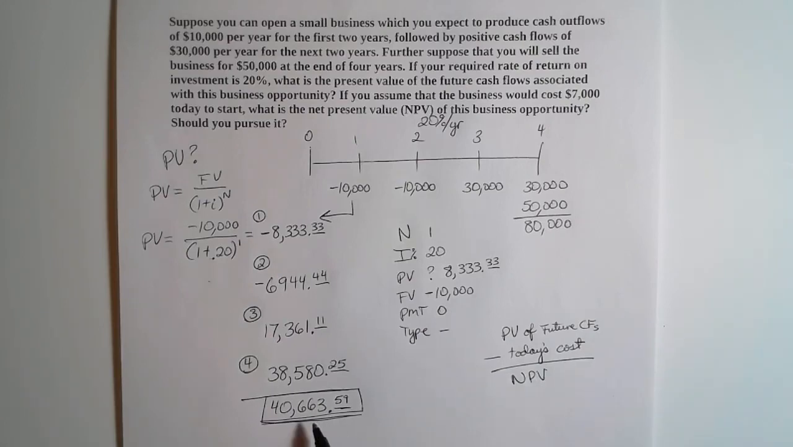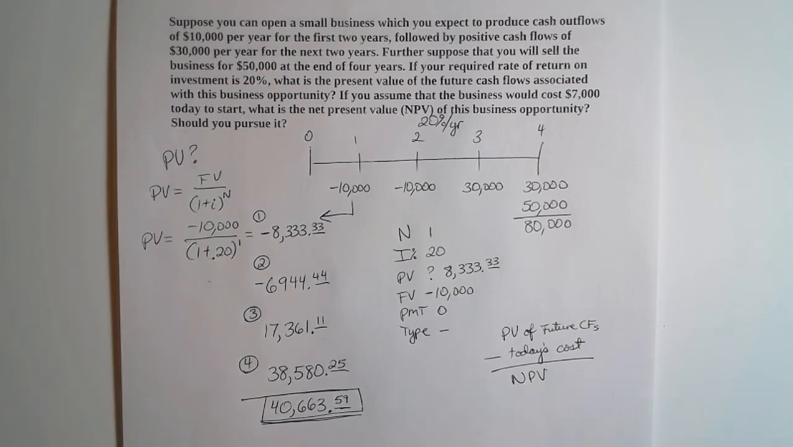So if it's worth $40,663.59, then if I only had to pay, say, $10,000 to do it, I'd be paying less than it's worth. That would be good. That would also correspond to a positive net present value because we would have $40,663.59 less a cost of $10,000, and that would give us a very positive net present value, and that would be a good thing because that would mean we were paying less than it's worth. And paying less than something is worth is a good thing.